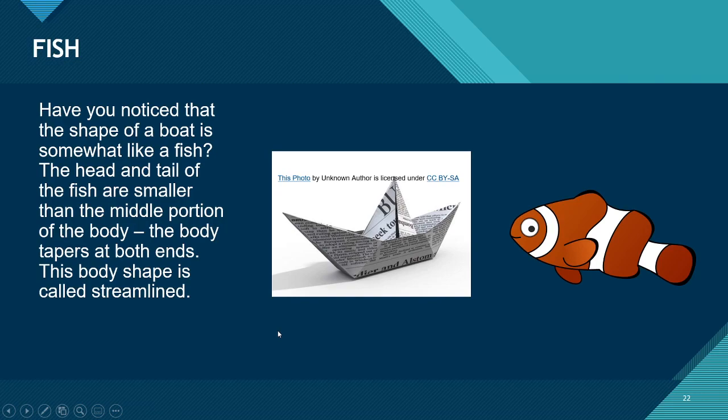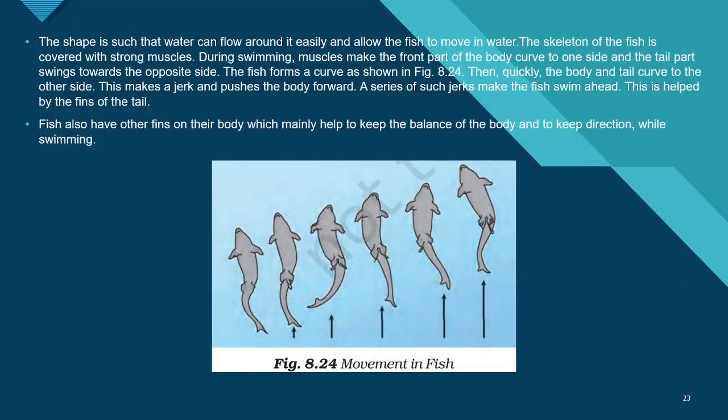Okay, the head and tail of the fish are smaller than the middle portion of the body. The body tapers at both ends. This body shape is called streamlined. The shape is such that water can flow around it easily and allow the fish to move in water. The skeleton of fish is covered with strong muscles.